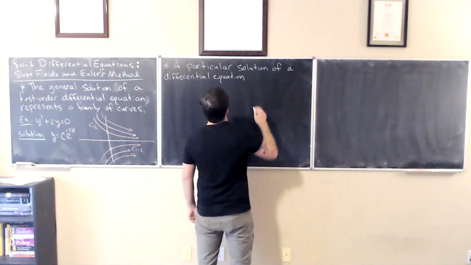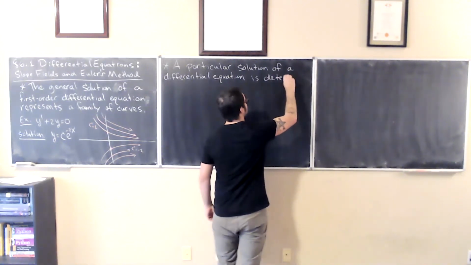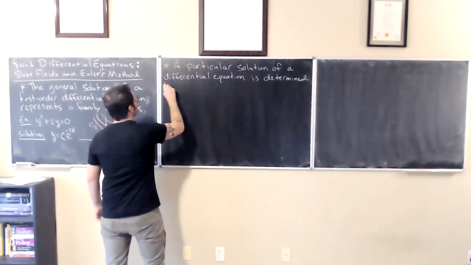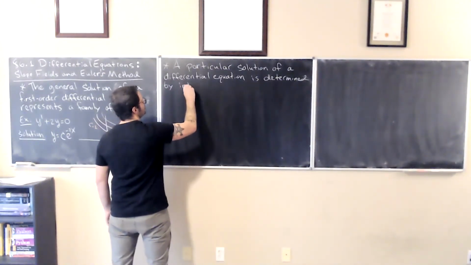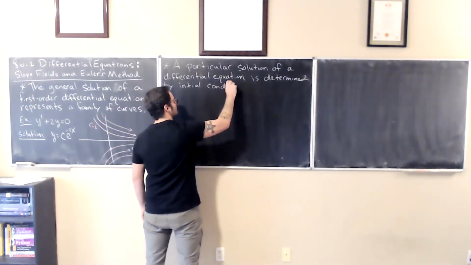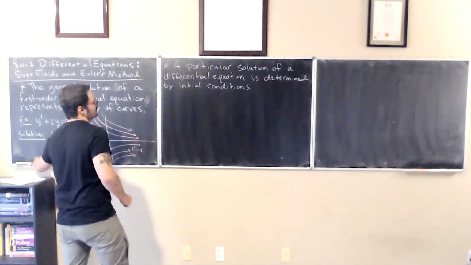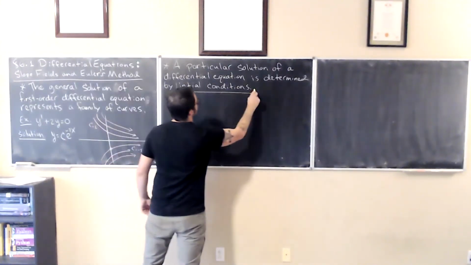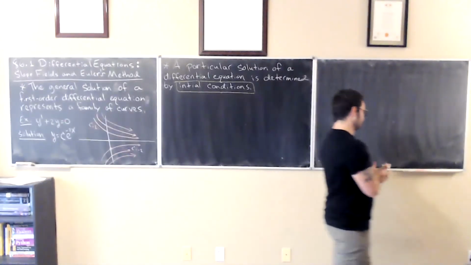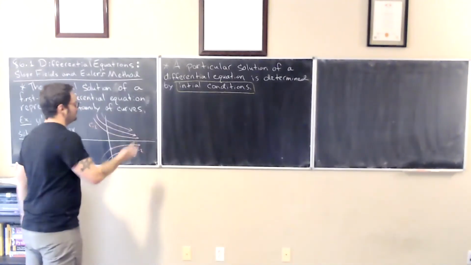So now, provided you have initial conditions, your solution will go from this family of curves to a particular curve. Now, why is it called initial conditions? Why would we want to do this?